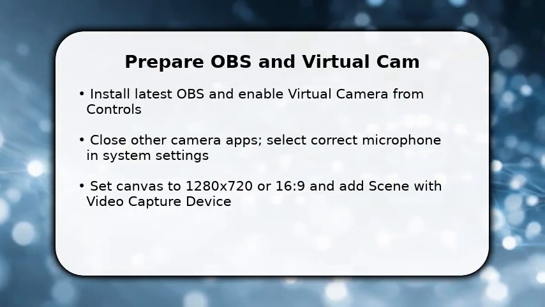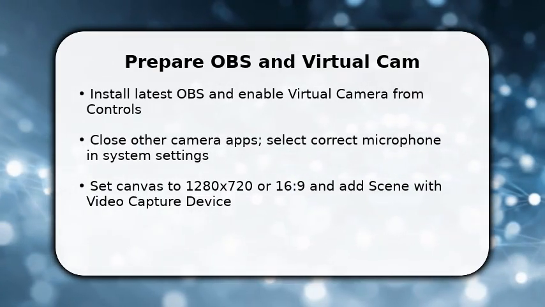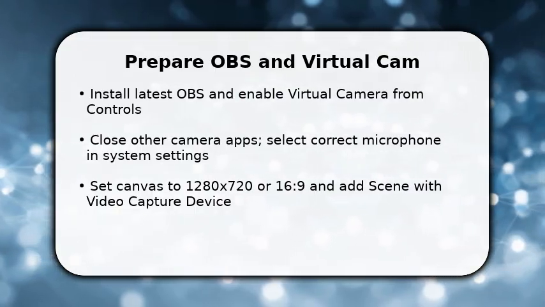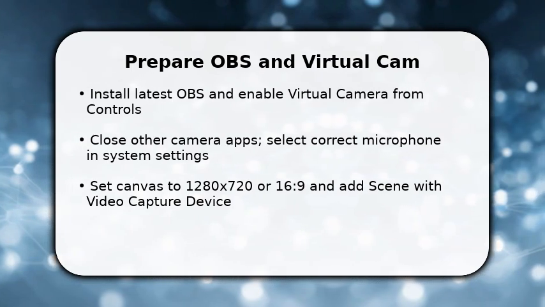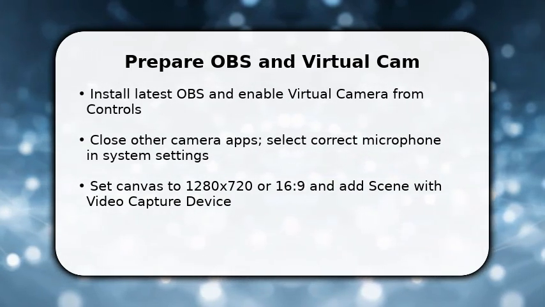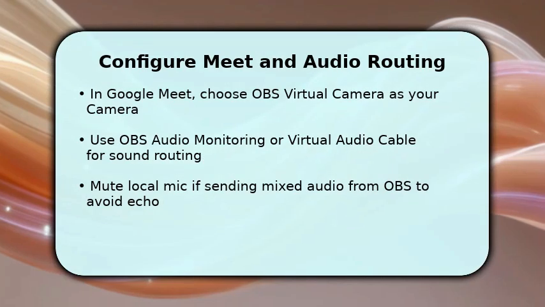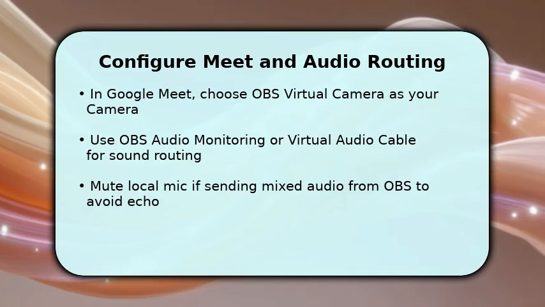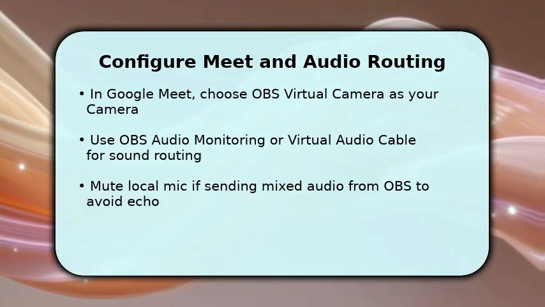Once done, confirm your microphone input in System Settings and close apps that use the camera. Then click Start Virtual Camera in OBS. This makes your composed output available to Google Meet as a selectable camera source. Next, switch Google Meet to use OBS Virtual Camera under the Camera drop-down so participants see the OBS output.